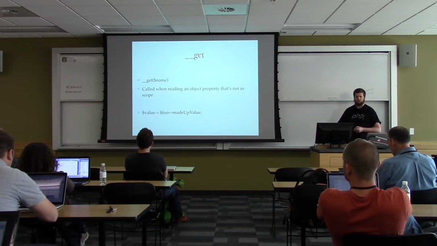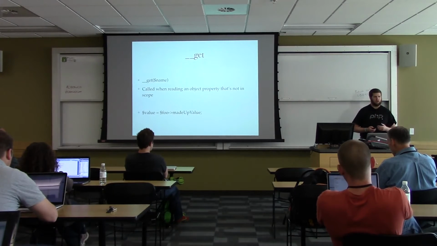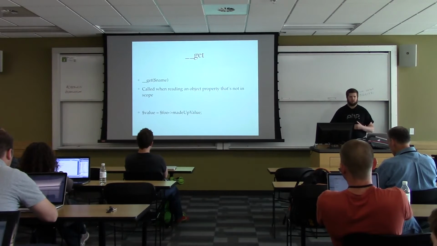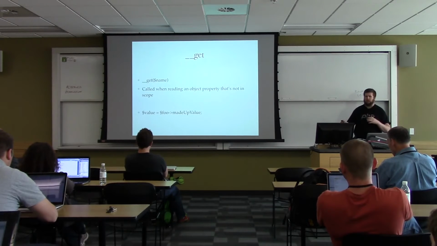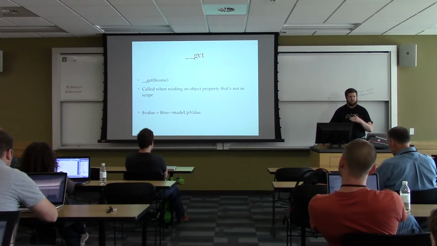We've got magic_get, and this is called when you're reading a value for a property on an object, and that property is not in the scope of what you're doing. So same kind of explanation for call, right? If you are in public scope, if you're outside of that object and you read a property that isn't public or doesn't exist, this will be invoked.